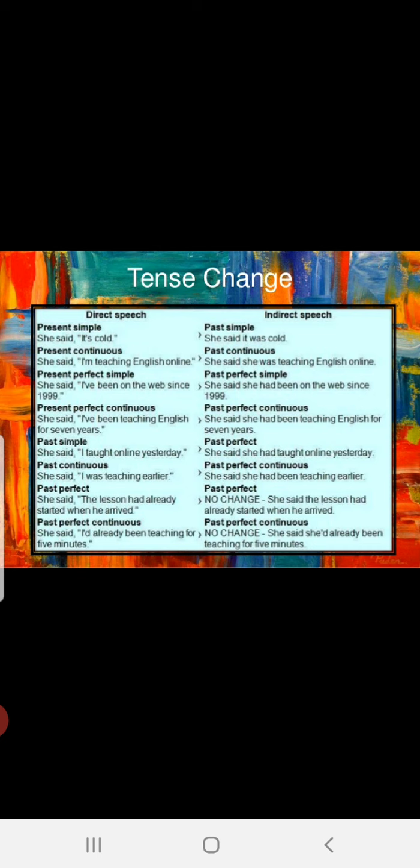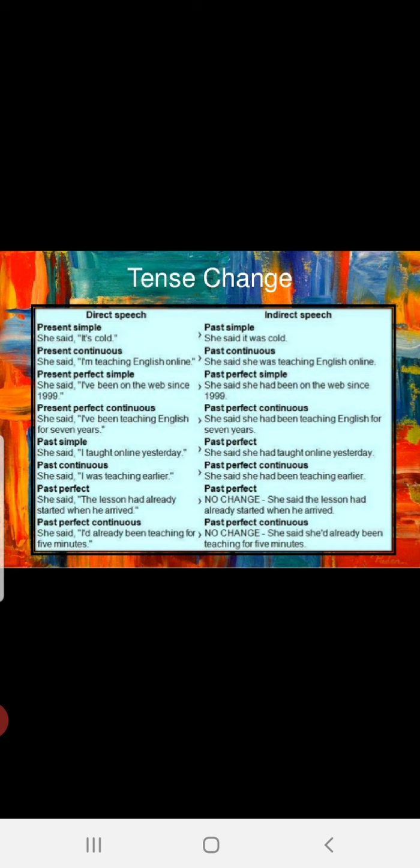Okay, be careful here. She said, "I taught online yesterday." It is past simple. I thought. Past perfect it will be. She said she had thought. See children, had is added. This is very important. It is past tense only, but it is past perfect when it is spoken in indirect speech.